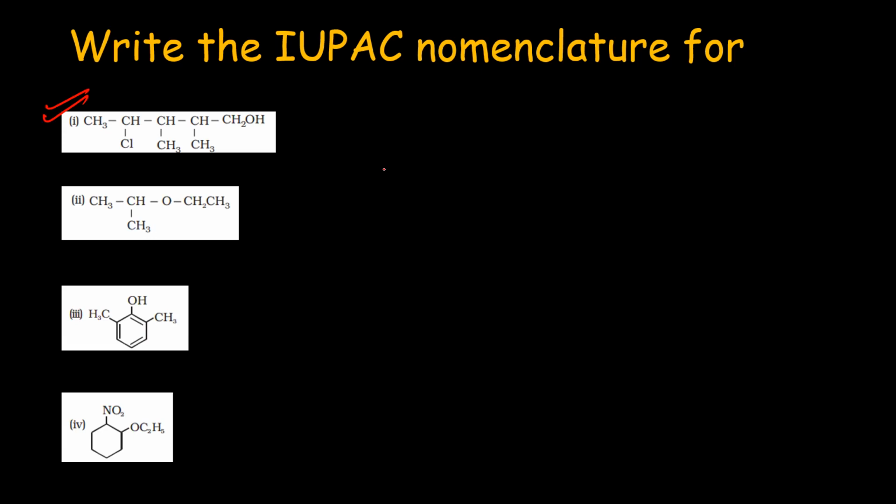I hope you guys remember how to do IUPAC nomenclature. First of all, you have to identify the functional group. Then you have to identify the unsaturation. Then you have to identify the parent. And then the substituent.